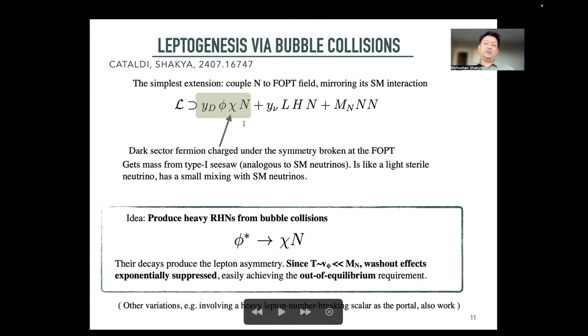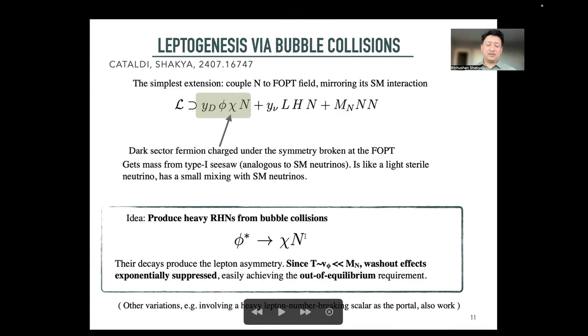And now the idea will be that when these bubbles collide, bubbles of this background field phi, you get these off-shell excitations in the collision process, which I call phi star. And these excitations through this Dirac mass term can decay into this fermion combination and produce right-handed neutrinos. And once you produce these right-handed neutrinos, and remember that these can have masses much, much bigger than the temperature of the ambient plasma, then these right-handed neutrinos will just decay and produce a lepton asymmetry.